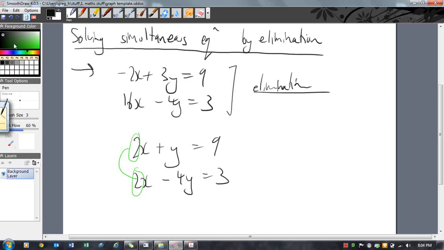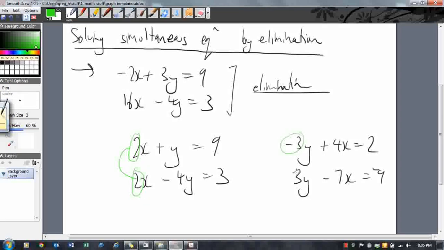It could also be something that looks like this: negative 3y plus 4x equals 2, and 3y minus 7x equals 9, or negative 9, or something like that. Can you see how the coefficients of y are, in inverted commas, the same? There's a 3 and a 3 there. So that's what we're looking for in an elimination method, to be able to eliminate them. Because what we're going to be doing is adding the entire equation to this entire equation, and that'll eliminate the y's. In this case, we're going to be subtracting this whole equation from this equation to eliminate them.